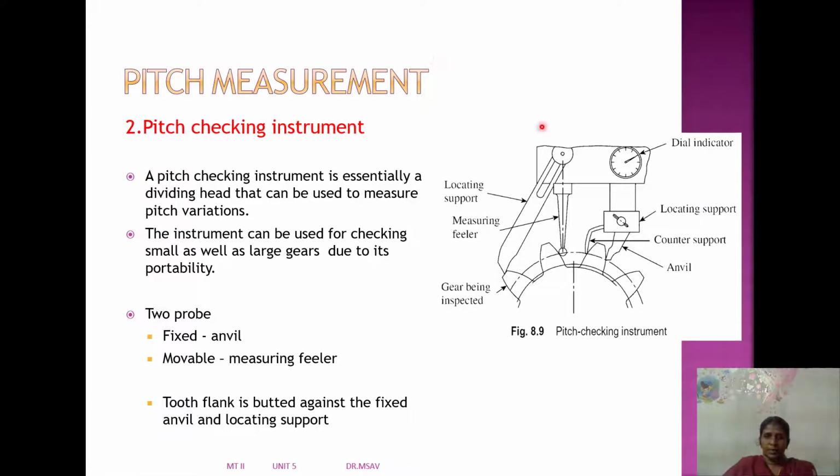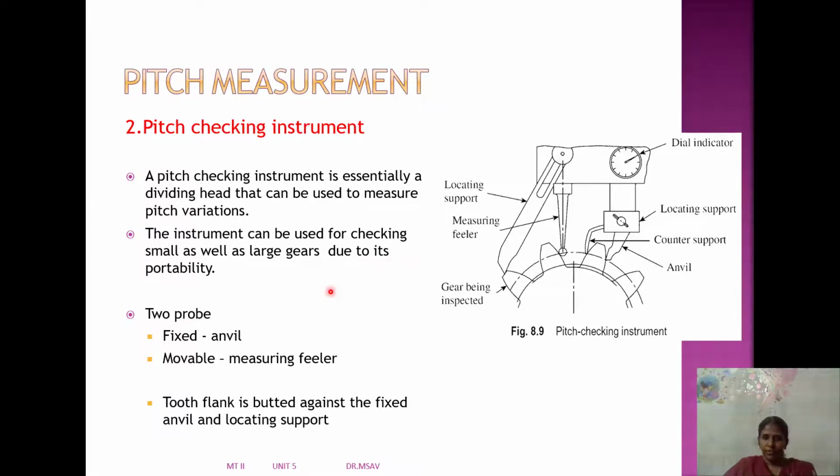The next one is the pitch checking instrument for measuring pitch. A pitch checking instrument is essentially a dividing head that can be used to measure pitch variation. So if we have variation in the pitch, we can use this pitch checking instrument. The instrument can be used for checking small as well as large gears due to its portability.